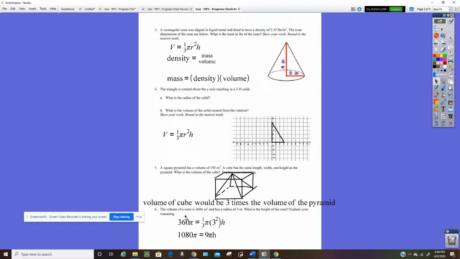And then this one, the volume of a cone is 360 pi meters cubed, and it has a radius of 3. What's the height? So here I manipulated the formula down to here. So I'm going to take this 9 pi and divide it into both sides, and then you'll find the height there.